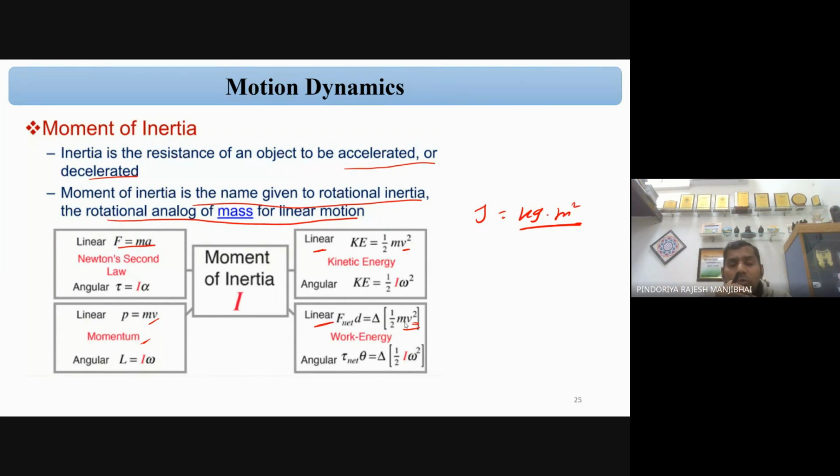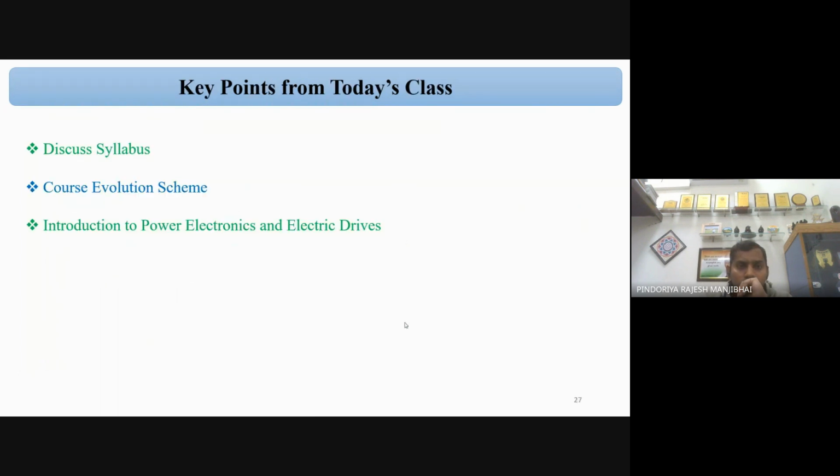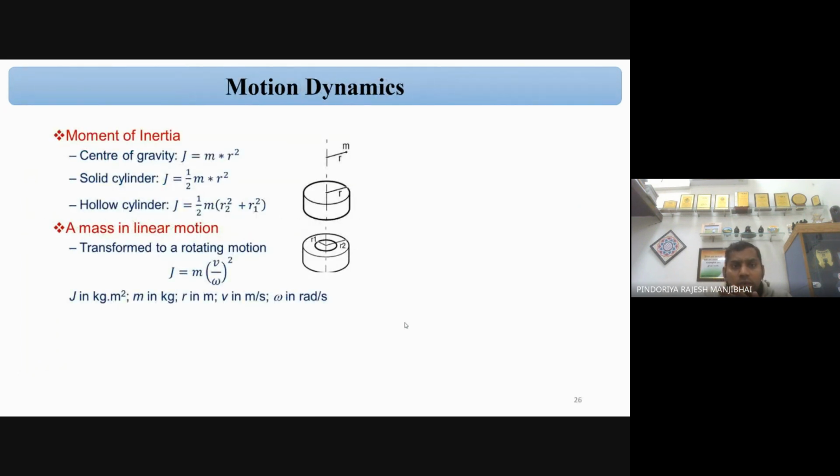Also, for the moment of inertia, the rotational kinetic energy is 1 by 2 J omega square, with J the angular moment of inertia, correct? Here are a few formulas for the moment of inertia about the center of gravity for a solid cylinder and a hollow cylinder. This is not important, but it is just for your information, correct?